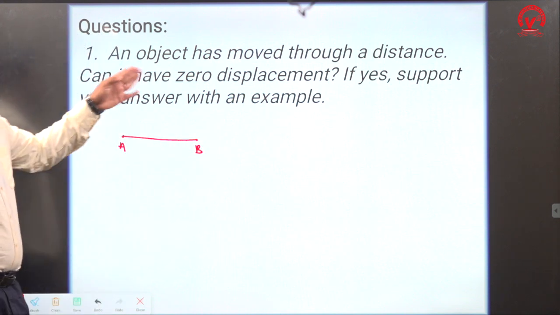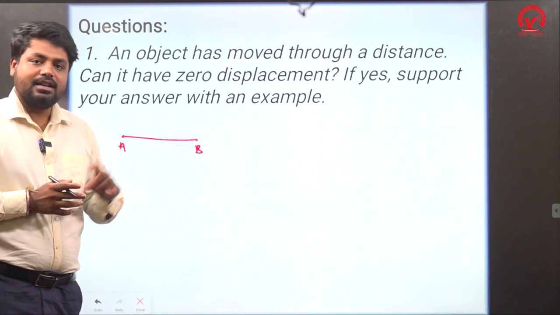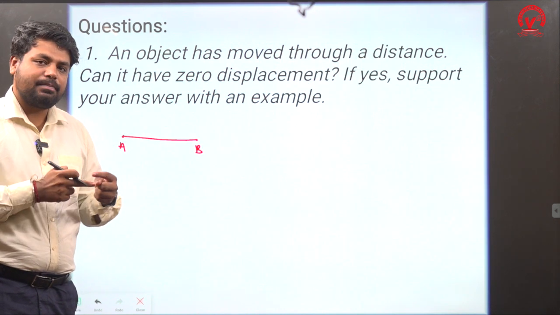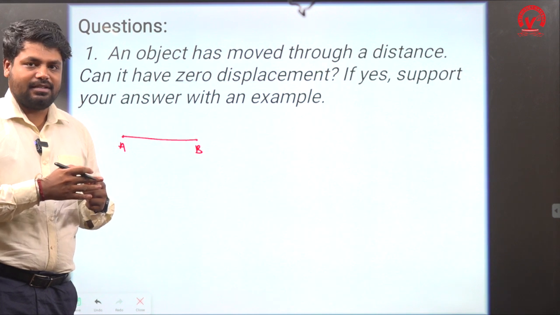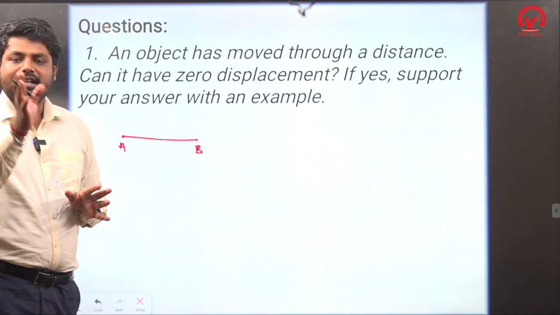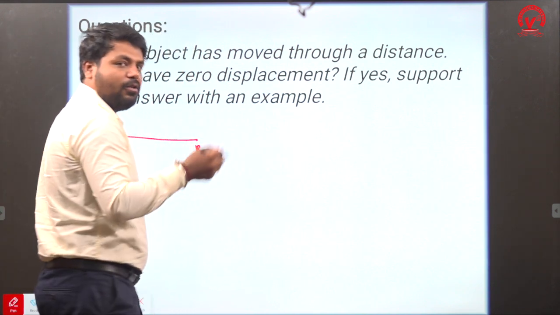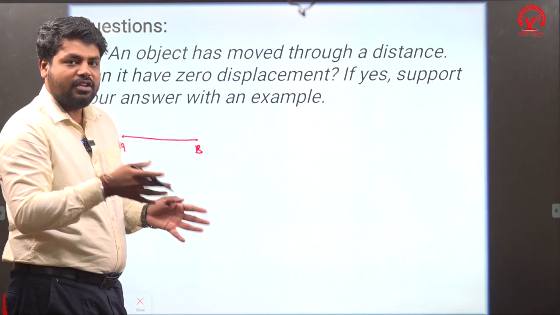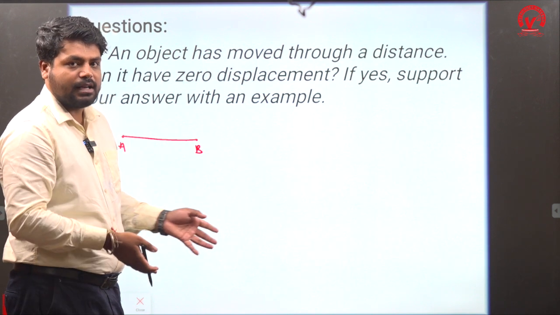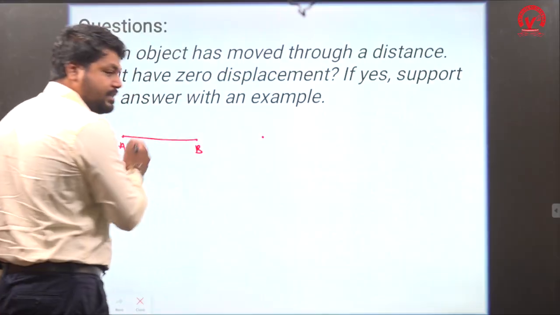So what is distance and displacement? Distance is the actual path travelled by the body. Displacement is the shortest path between initial and final points. So the shortest path travelled by the body between 2 points is the displacement. See, in the previous class I have told you; the previous class video will be provided in the description below. Kindly check that.